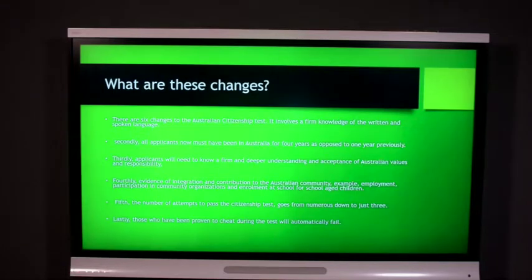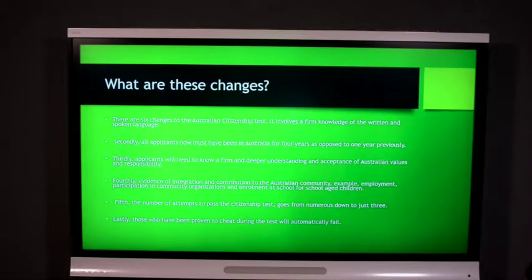There are 6 changes to the Australian citizenship test. The first involves a firm understanding of receptive and expressive language skills. Secondly, all applicants now must have been residing in Australia for 4 years as opposed to 1 year previously. Thirdly, applicants will need to show a firm and deeper understanding and acceptance of Australian values and responsibilities.